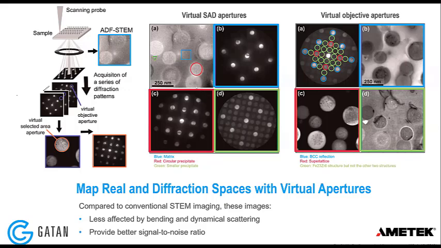So if you are on the real space image, you can have virtual selected area apertures and generate the diffraction patterns from those selected regions. So these would be virtual selected area diffraction images. And if you go to the diffraction domain, you can do the same, apply virtual objective apertures and generate your virtual bright field and dark field images. And I'll show you how we do that in Digital Micrograph.